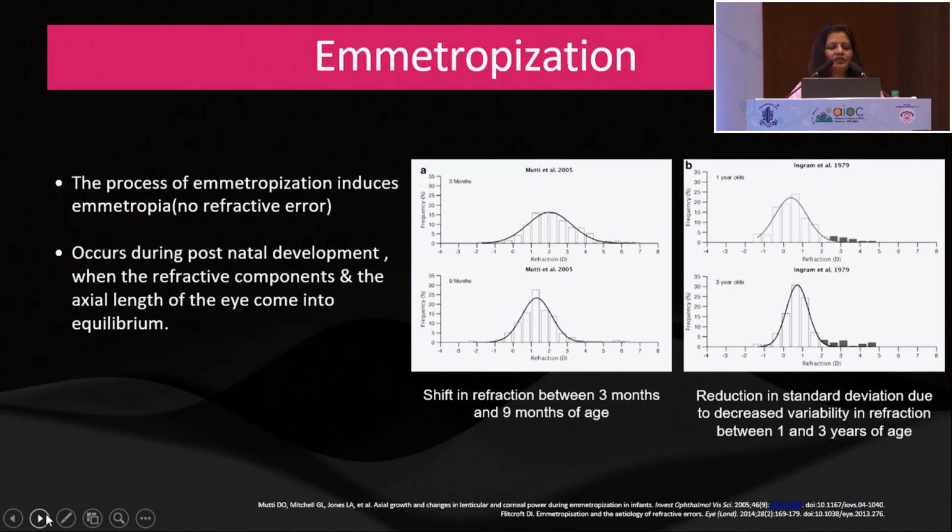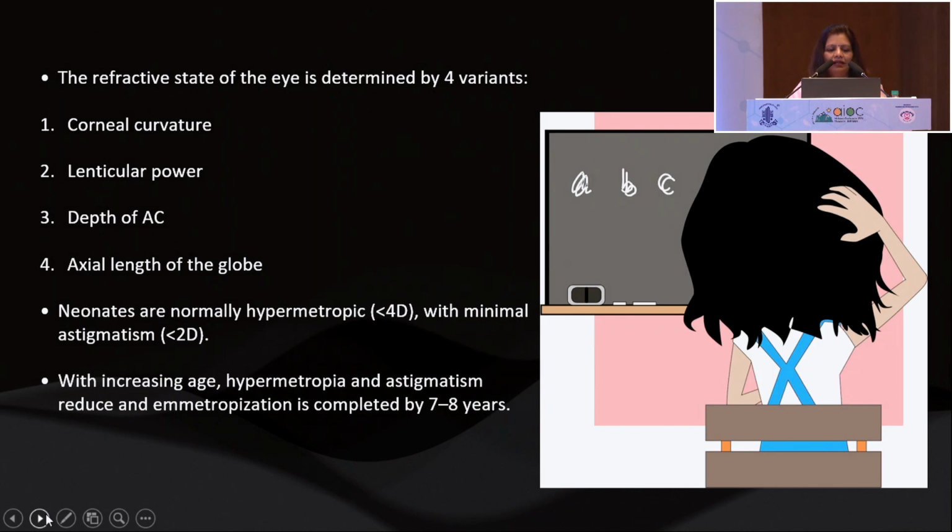So the process of emmetropization induces emmetropia, that is, no refractive error. It occurs during postnatal development when the refractive component and the axial length of the eye come into equilibrium. The neonates are usually hypermetropic and with minimal astigmatism.